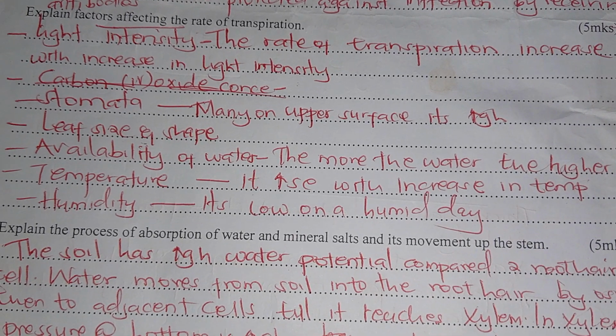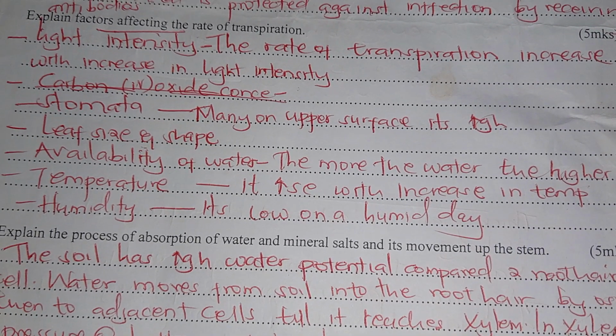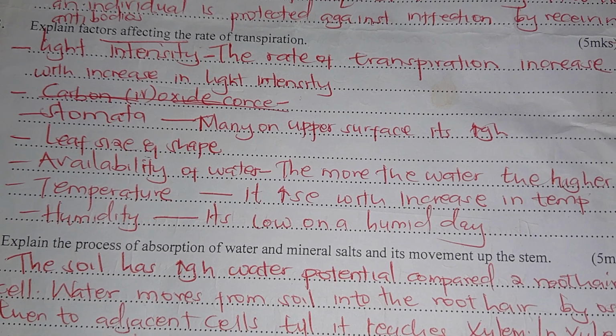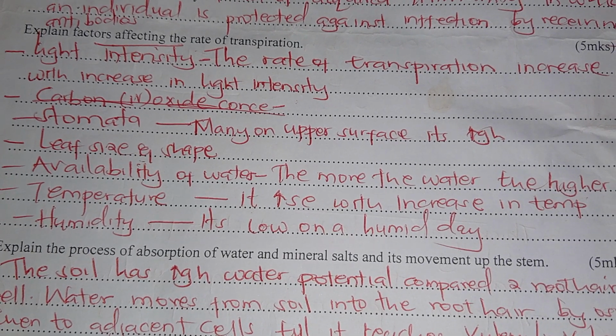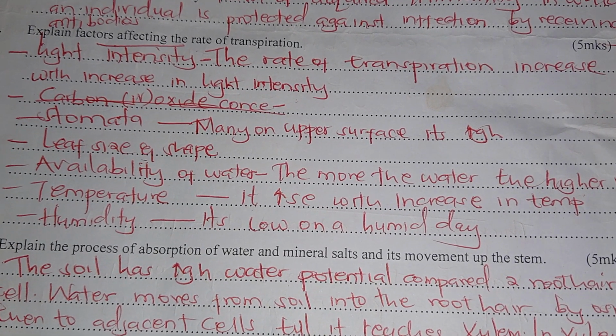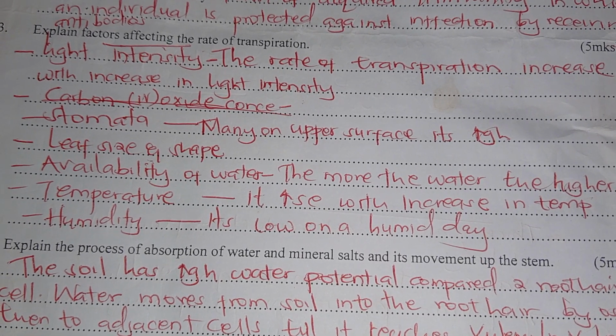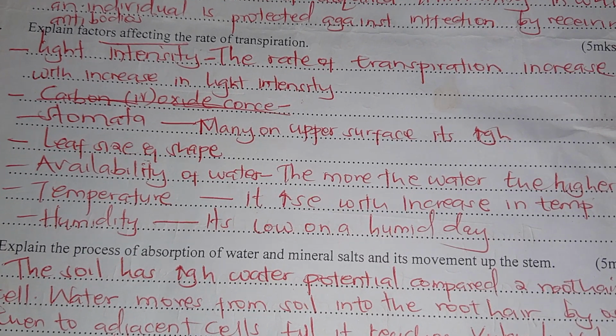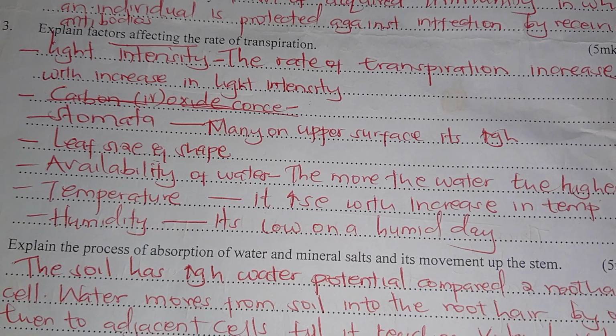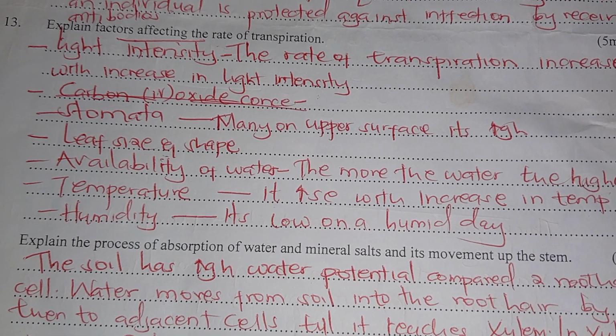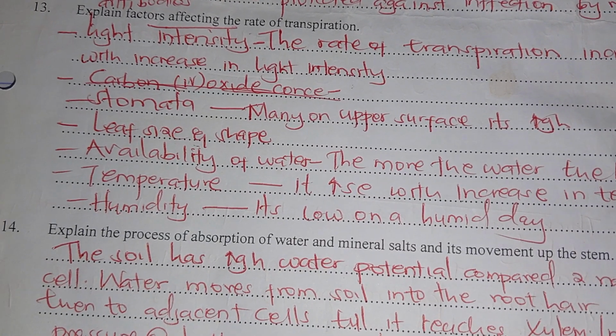Availability of water: the more water that's available, the more water the plant will lose. Temperature: the higher the temperature, the higher the rate of transpiration. And humidity: if the humidity is low, that means the air has a lot of moisture, then the rate of transpiration is low.